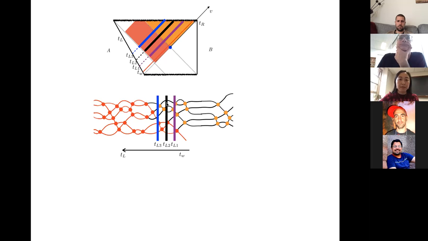This slice, roughly speaking, you can say it corresponds to this slice in the circuit. The black slice corresponds to this slice in the circuit. This is another slice that corresponds to a slice in the circuit. This is what we roughly learn here.